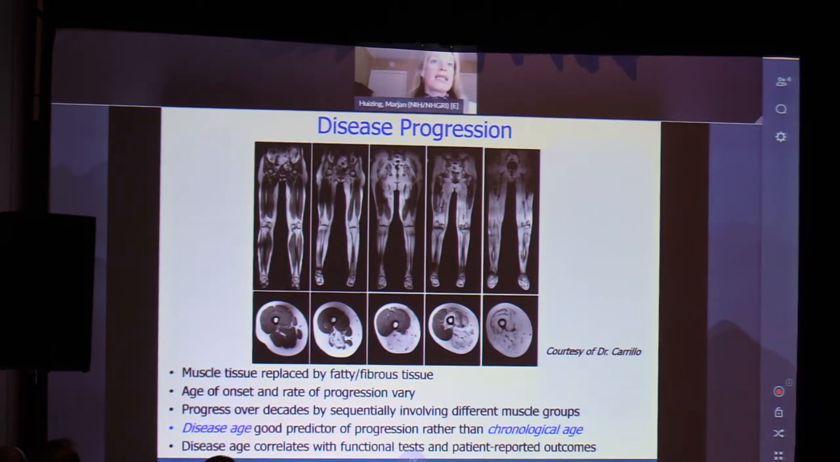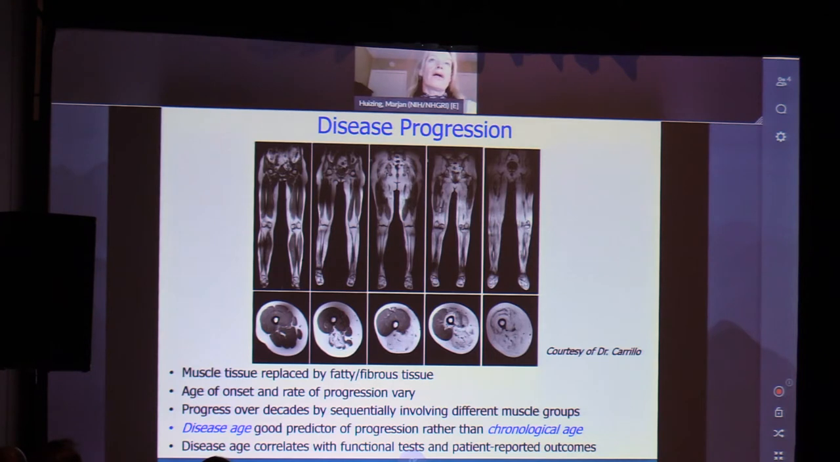We recognize that the age of onset and rate of progression vary by patient. A patient on the left may be of the same age as a patient on the right, but the patient on the right is much further along in their disease. So we identified that following patients by chronological age may not be the best approach, and we established a disease age for the patient, meaning where they are in their disease rather than what age they are. The disease age appears to correlate with functional tests and patient-reported outcomes.